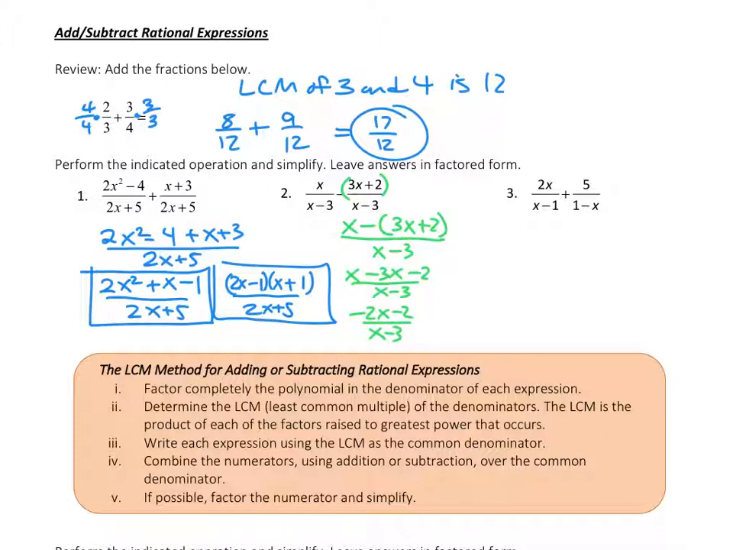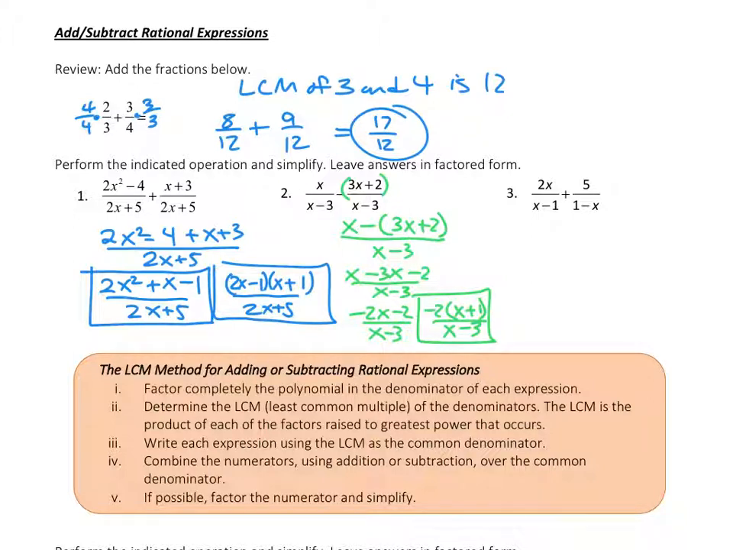I can factor out a GCF in the top. I can factor out a negative 2. And so I will get negative 2 times the quantity x plus 1 over x minus 3. But again, I don't have any factors that will cancel out, so that's as far as we can go.